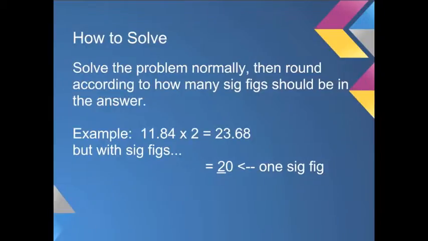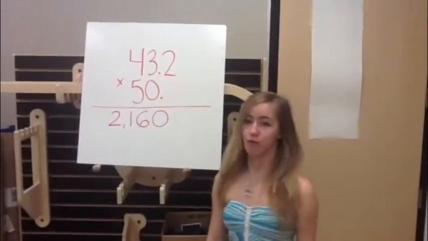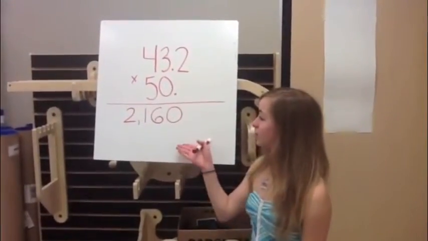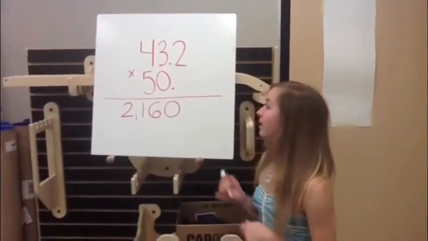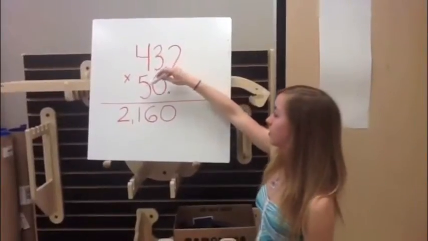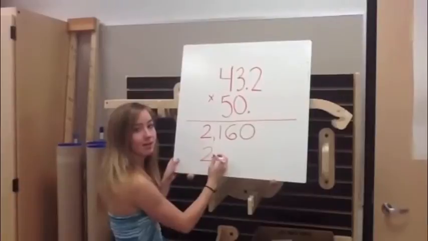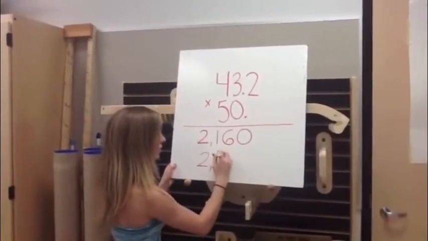Here's an example. In this problem, we have 43.2 times 50 point. When you put this in your calculator, you get 2,160. But since 50 has two significant digits with the point, you can only have two significant digits. So your final answer is 2,200.